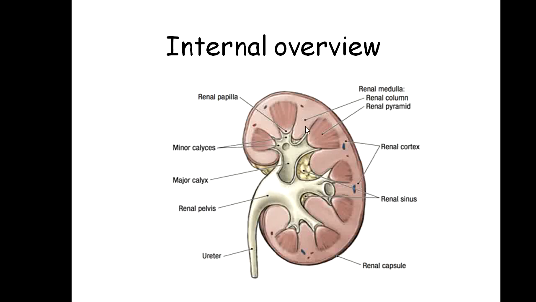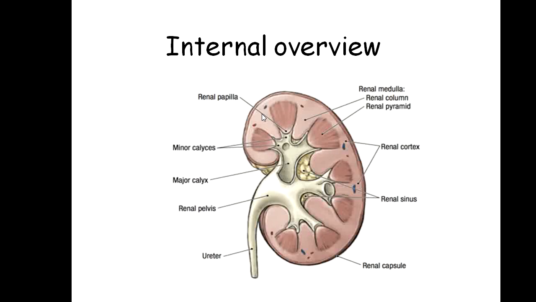Now coming towards this one, this is the renal pyramid. The number of renal pyramids inside the kidney ranges from 8 to 18. So you can easily estimate the number of minor calyces. Minor calyces will also be from 8 to 18 in number.